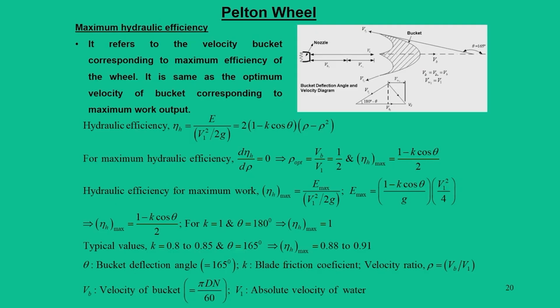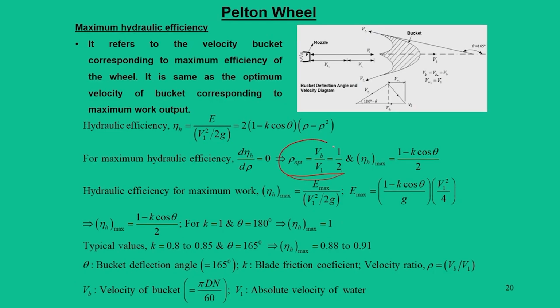Hydraulic efficiency is defined, and subsequently, for maximum hydraulic efficiency, one can also obtain that the optimum velocity ratio is also 1 by 2, which means that whether you take maximum efficiency or maximum work output, the ratio of the velocity of the bucket to the jet velocity is always half. So, this gives an indication that the maximum bucket velocity is always half of the velocity with which the jet strikes the bucket. This is a very fundamental expression for a Pelton wheel. Once you know the jet velocity, we can easily find the bucket velocity, and with these design conditions, the Pelton wheel is always allowed to operate.